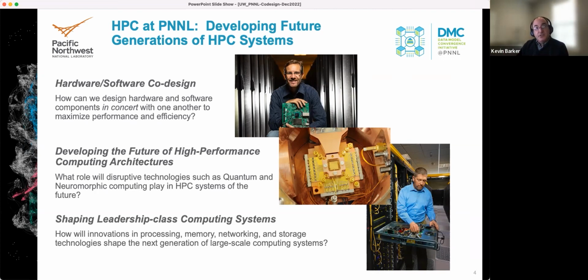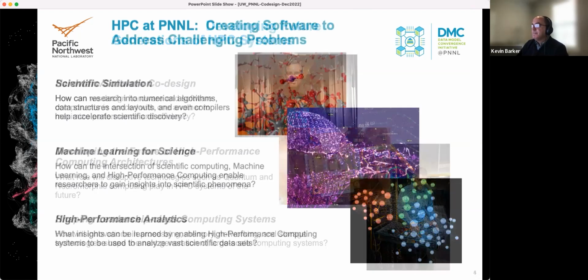PNNL is not a DOE leadership facility. We don't have an exascale computer at PNNL like Argonne or Oak Ridge or Livermore will. But that gives us actually some advantages, I think, because we can be a little bit more agile, a little bit more nimble. We're not tied to these industry partner vendor roadmaps like some of the large facility labs are. And so that gives us a little bit more freedom to do some more blue sky exploration, I think.